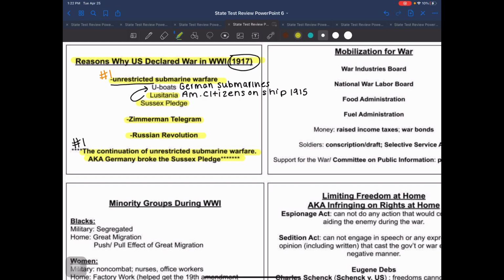Well, that is where we get what's called the Sussex Pledge. Think of this pledge as a promise, okay? And this is Germany's promise to stop unrestricted submarine warfare. They are going to start doing what's called restricted warfare.